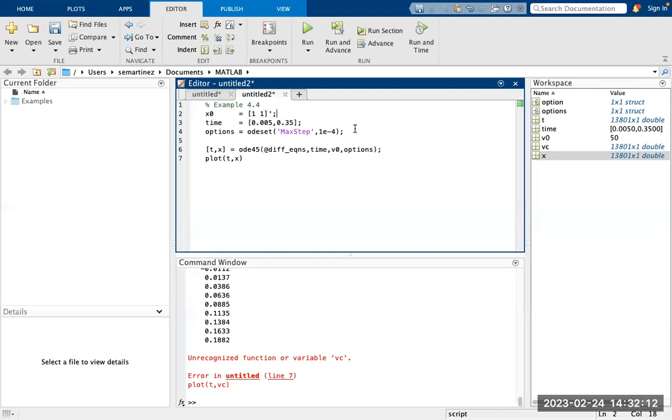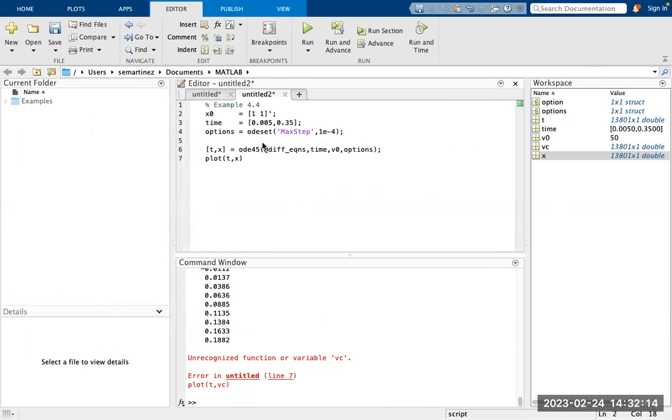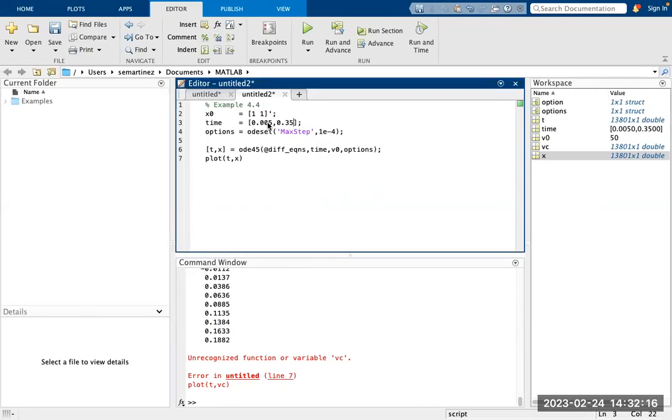And what is the time that we're using here? It doesn't say anything. I think we used from 0 to 3 last time when we solved this. From 0 to 3. The options are going to be the same, and instead of ODE45, we're going to use ODE113, but it's exactly the same thing. Differential equations, time, the initial condition that we called x0, and our output is going to be X.